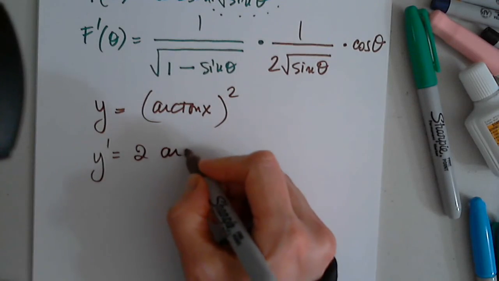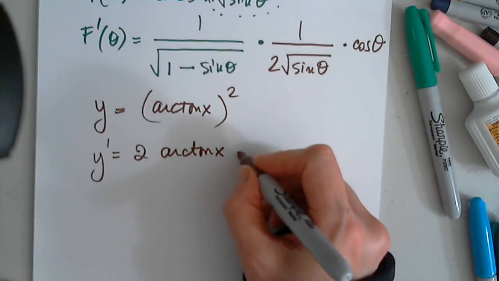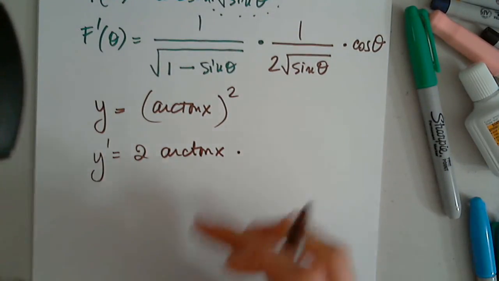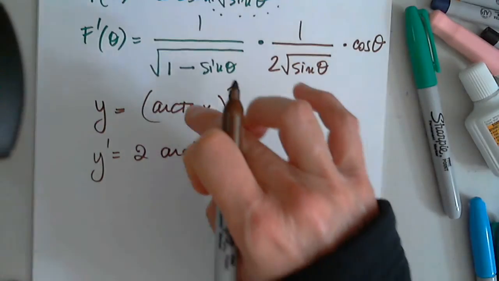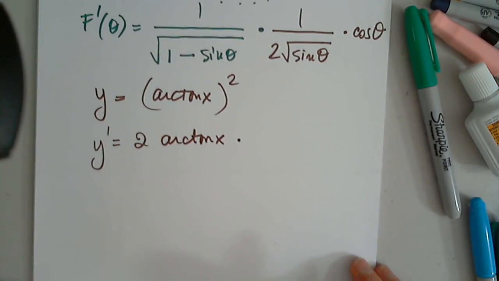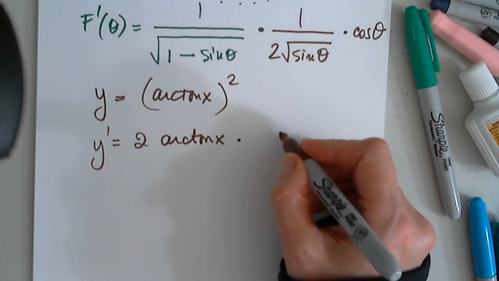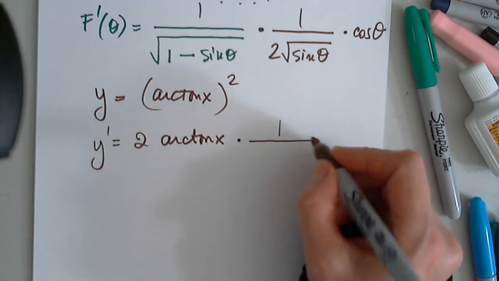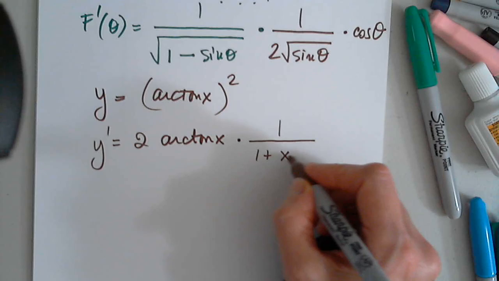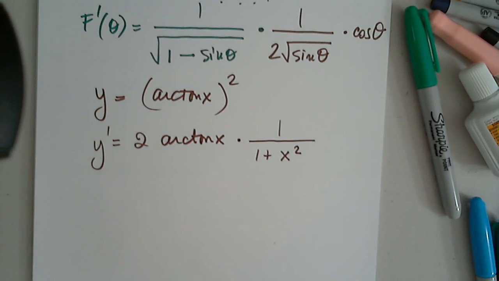Two arctangent x times 2 minus 1 power 1 arctangent prime. How much is arctangent prime? 1 over 1 plus x squared. That's it.